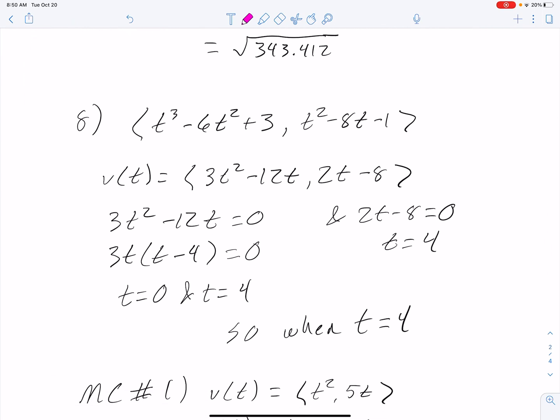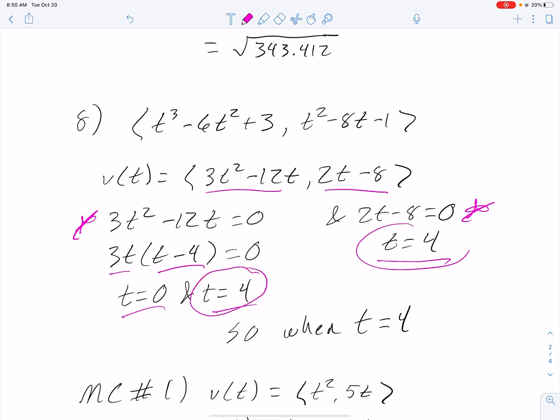All right, so number 8 asks an important question and wants to know when this particle is stopped. If the particle is stopped, it means both of my parametric equations, the parametric equation horizontally, in other words, 3t squared minus 12t, and my vertical parametric equation, 2t minus 8, have to equal 0 at the exact same time. So I set each piece equal to 0. In the horizontal function, I can factor, and I get 2 times that the particle is stopped. For the vertical parametric equation, I get 1 time, and the only time they overlap is when t equals 4, so that is when this thing is stopped.